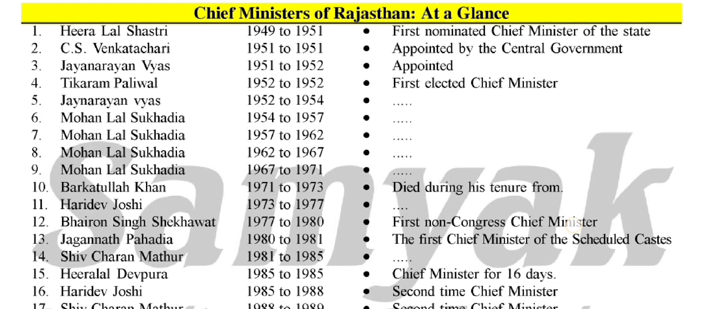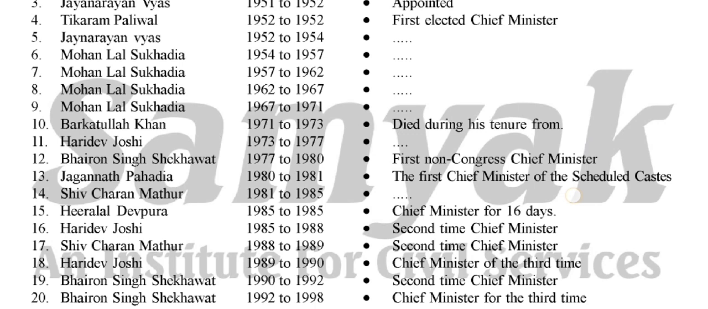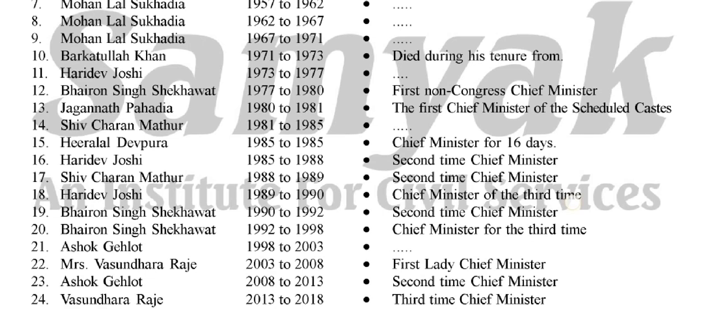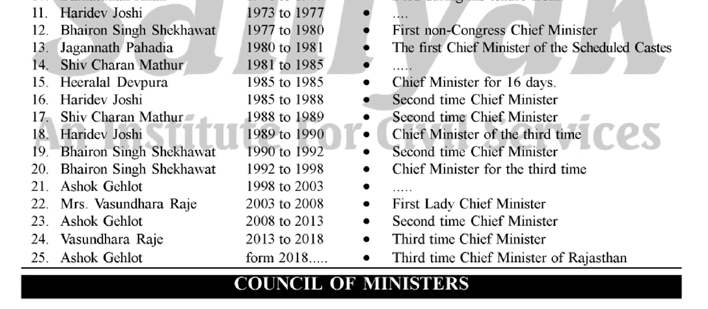Then Barkatullah Khan, 1971 to 1973, who died during his tenure. Haridev Joshi, 1973 to 1977. Bhairon Singh Shekhawat, 1977 to 1980, first non-Congress Chief Minister. Jagannath Pahadia, 1980 to 1981, the first Chief Minister from the Scheduled Castes. Shiv Charan Mathur, 1981 to 1985. Hiralal Devpura, 1985, Chief Minister for 16 days. Haridev Joshi, 1985 to 1988, second time Chief Minister. Shiv Charan Mathur, 1988 to 1989, second time Chief Minister. Haridev Joshi, 1989 to 1990, Chief Minister for the third time.